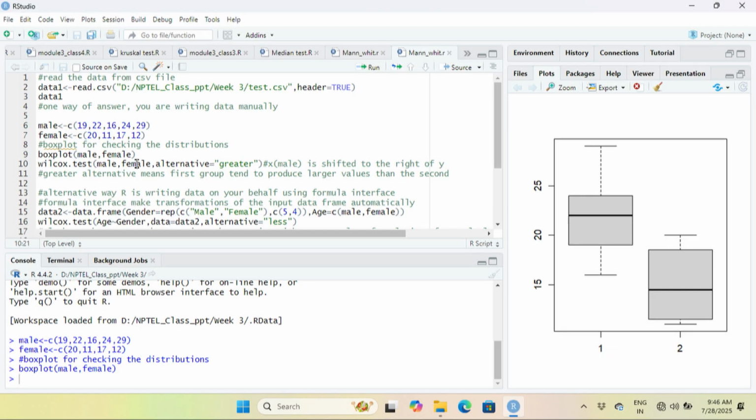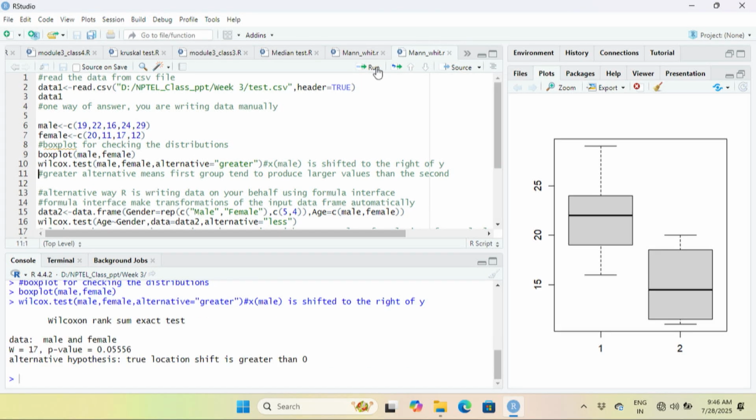implication of the wilcox.test. So wilcox.test, male and female. Male is your first observation, female is your second sample observation, and the alternative you want to show is that male age is bigger than female age. Okay, so the alternative is taken as greater.